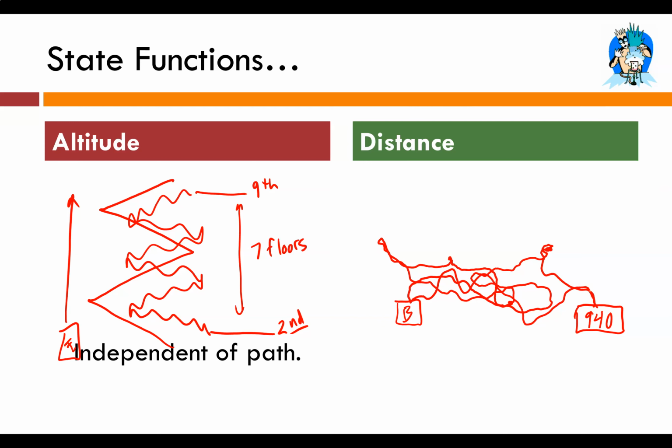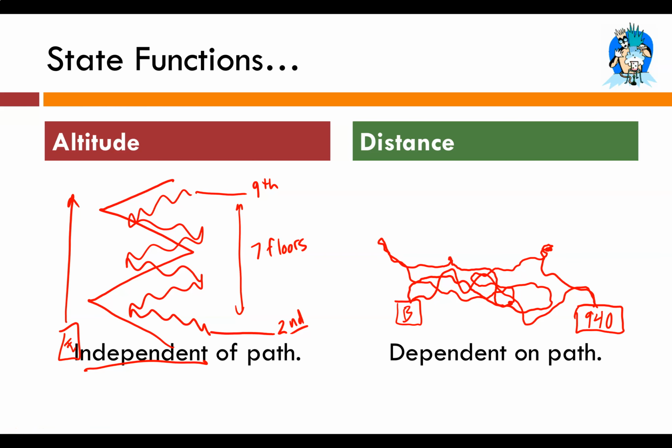Distance is incredibly dependent on path. You can probably make it to the bathroom and back in maybe 100 steps or so if you are kind of on a mission, or you could make it very, very long if you just kind of meander all through the 9th floor and you don't make it a there and back trip. Distance is dependent on path. So altitude is what we would call a state function, independent of path. It turns out that enthalpy has a lot more in common with altitude than it does distance.